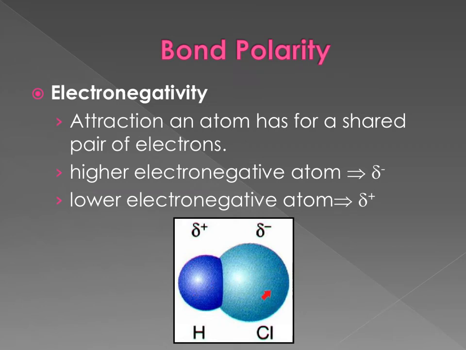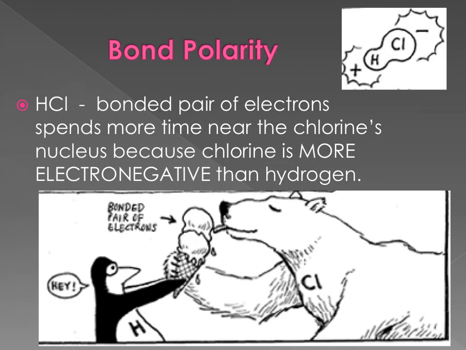And thinking about ionic size, that's why this end is slightly larger, because when you had negative ions, the ionic size of that ion got larger, and cations became smaller. I just explained this example on the previous slide for the HCl, hydrochloric acid. It says the bonded pair of electrons spend more time near the chlorine's nucleus because chlorine is more electronegative than hydrogen. Looking down here at my polar bear example, again, chlorine is more electronegative.